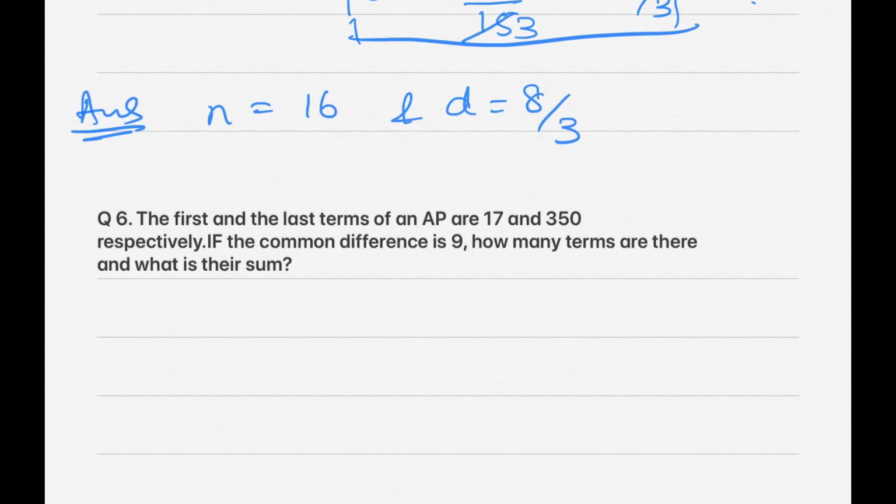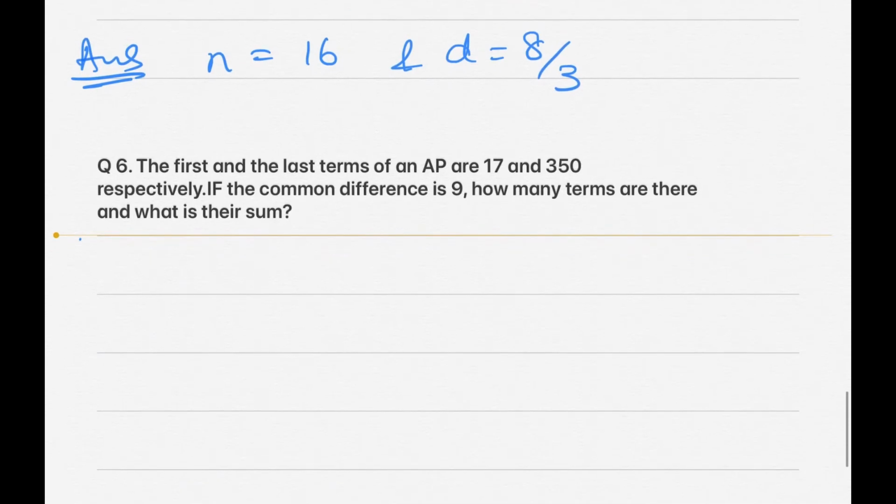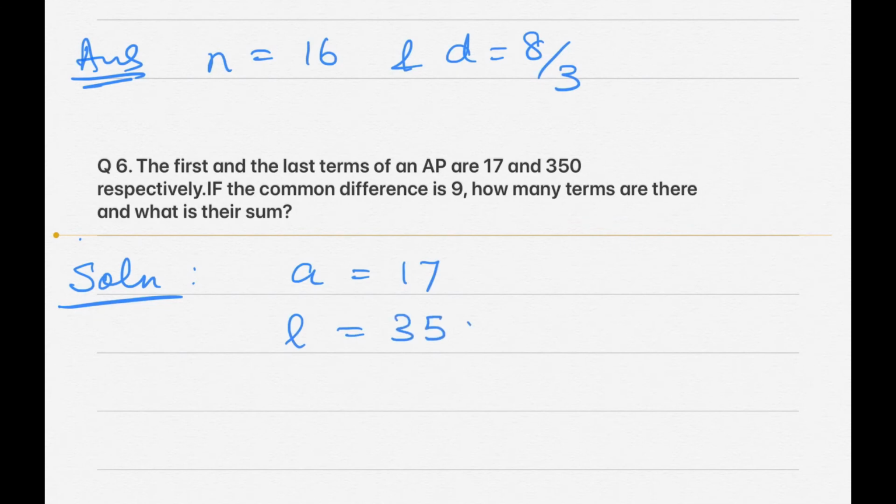Now question number 6. Question number 6 is: the first and the last term of an AP are 17 and 350 respectively. If the common difference is 9, how many terms are there and what is their sum? Let's start with the solution. So it says the first term, so a is equal to 17, and last term is equal to 350, and common difference.